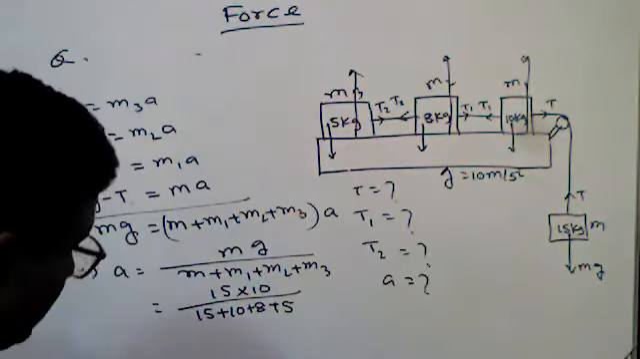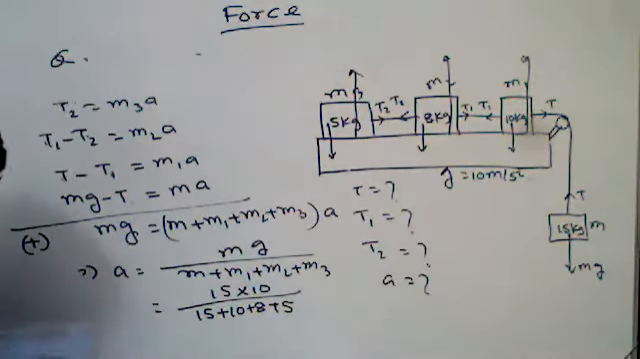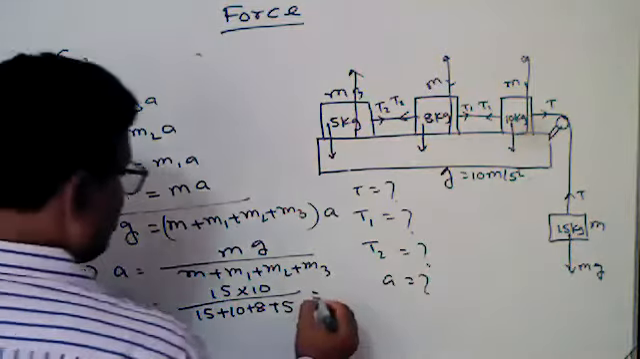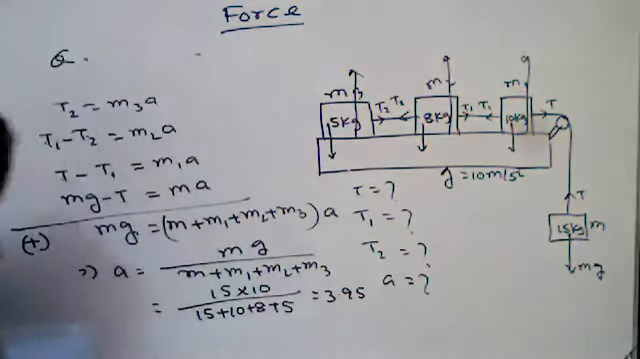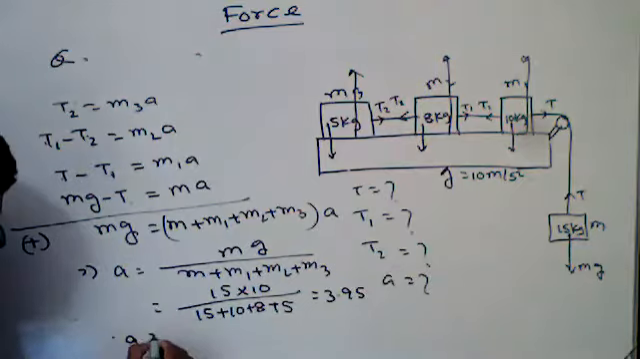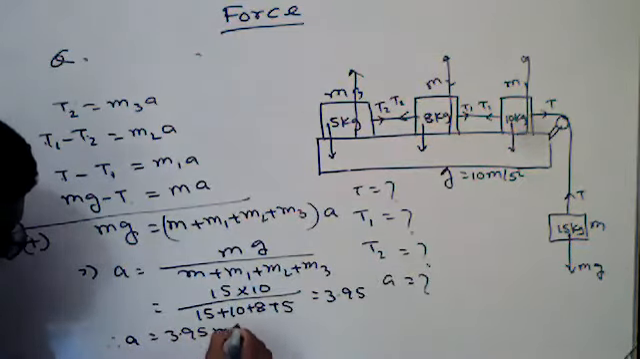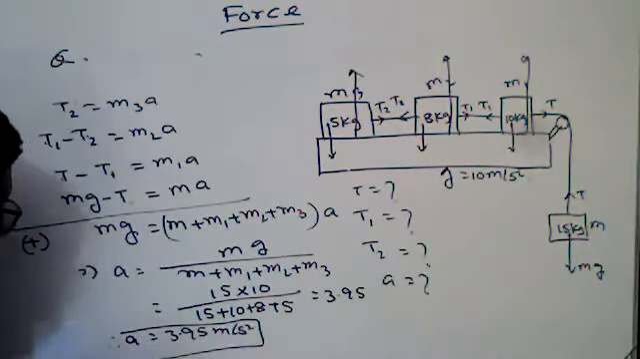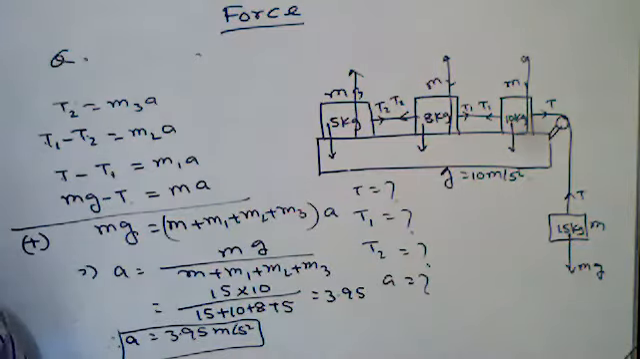So the answer will be 15 into 10 divided by (15 plus 10 plus 8 plus 5). So the answer will be 3.947, that is 3.95. So A will be 3.95 meter per second square. Okay, this is the acceleration.